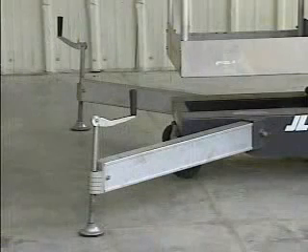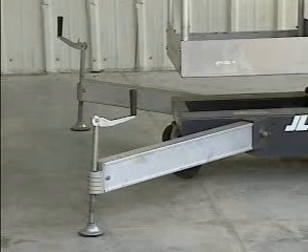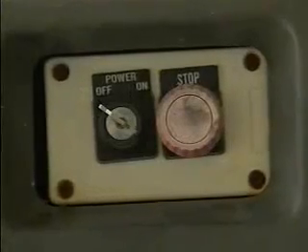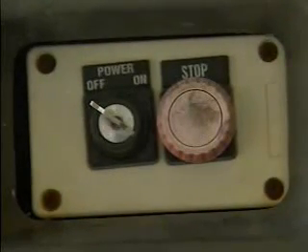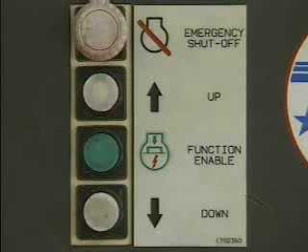Outriggers that are equipped with screw jacks are used to level and stabilize the scaffold while it's in use. The basic operating controls for the scaffold include a main on and off switch and an emergency stop switch, both of which can be activated from the ground.